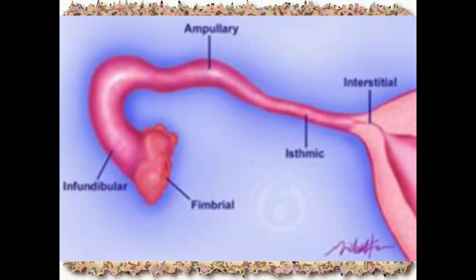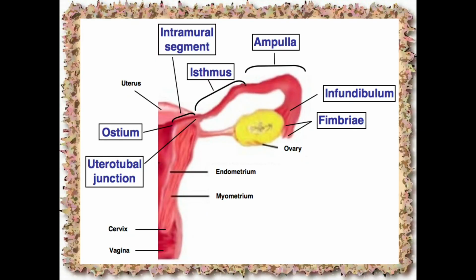See here, the yellow one is the ovary and see the fimbriae attaching there. During ovulation, when the ovum is released, the fimbriae will catch the ovum and it will be taken into the fallopian tube. That is the role of the fimbriae.